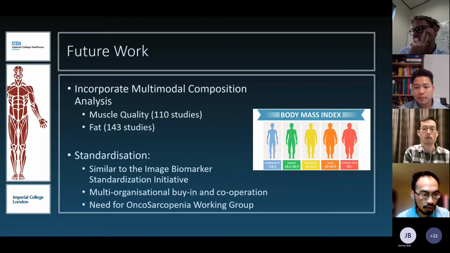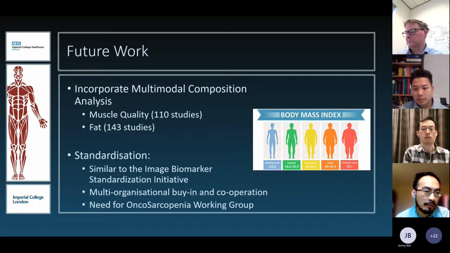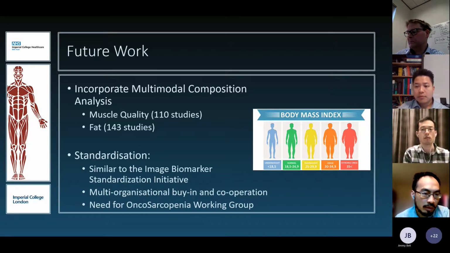I think there's a need to try and standardize things rather than just use the most common imaging biomarker. So although everyone's using the Martin and Prado biomarkers, you're finding that the studies aren't always predictive. We need to factor in demographic considerations particularly, and you might need a European-specific sarcopenia cutoff, for example. So in order to do that, I think we need multi-organizational buy-in, cooperation, and perhaps the need for an Oncosarcopenia working group.